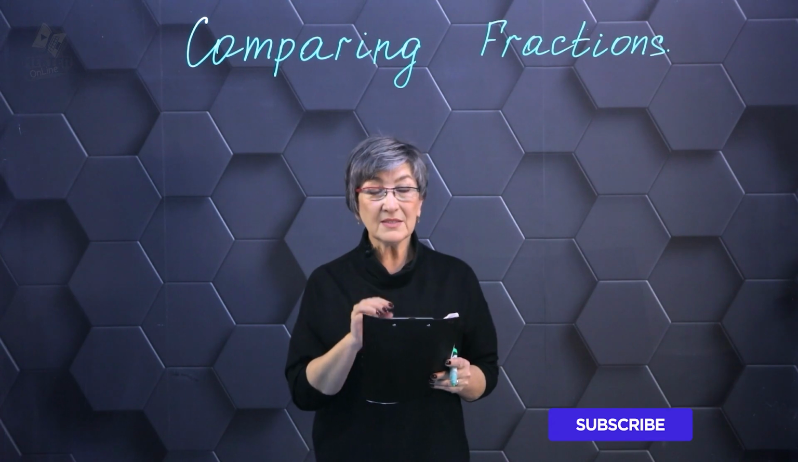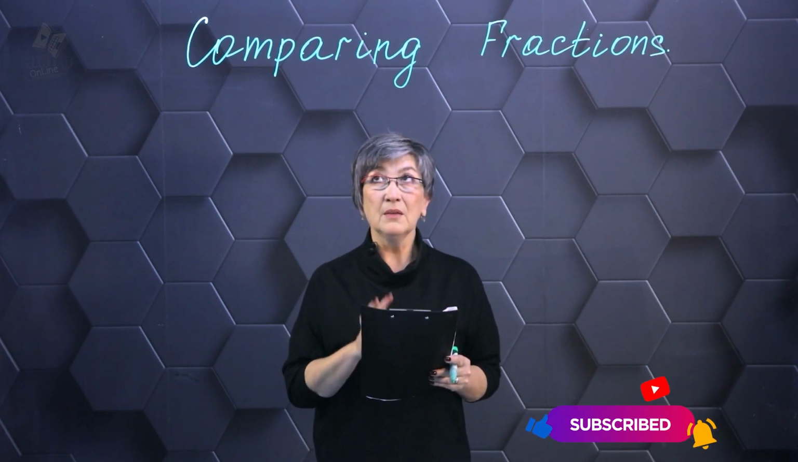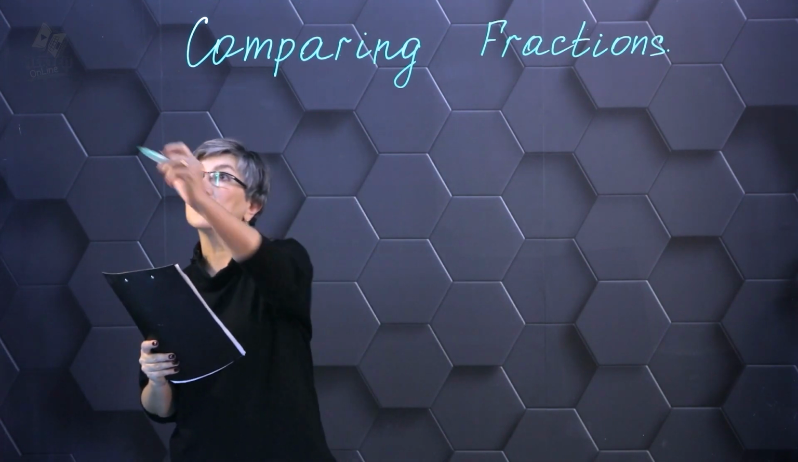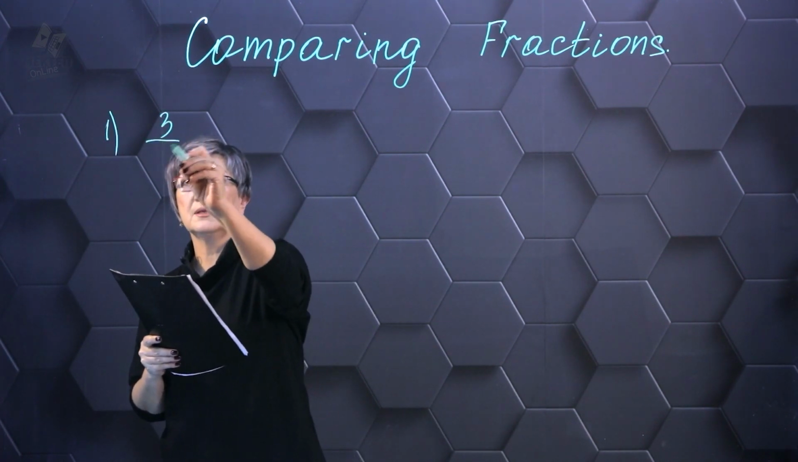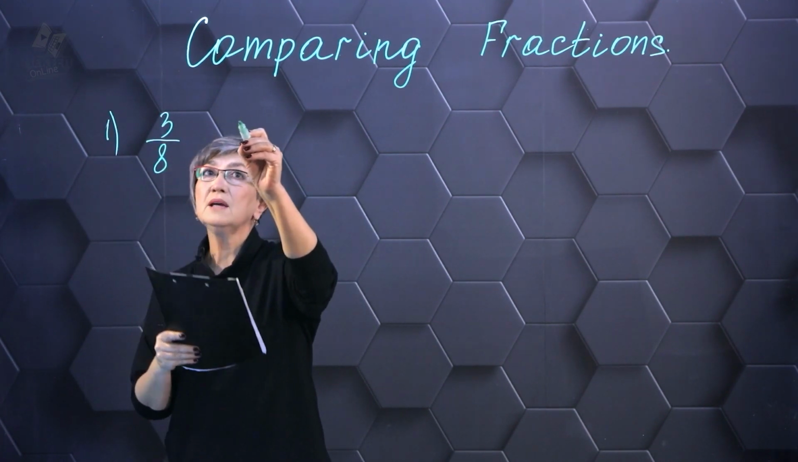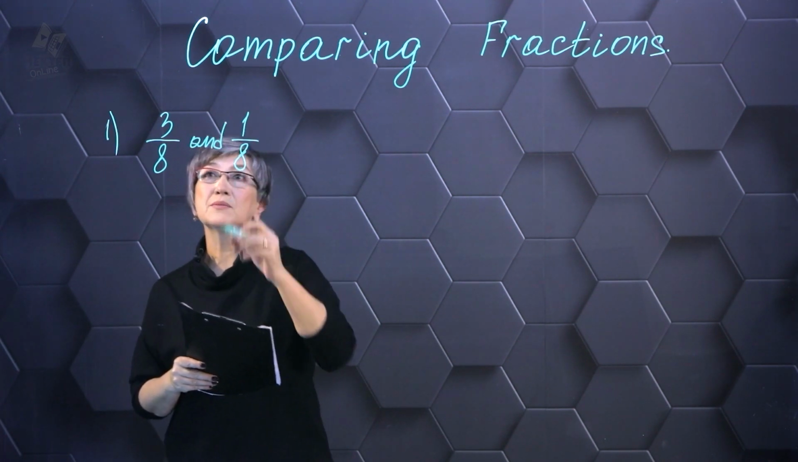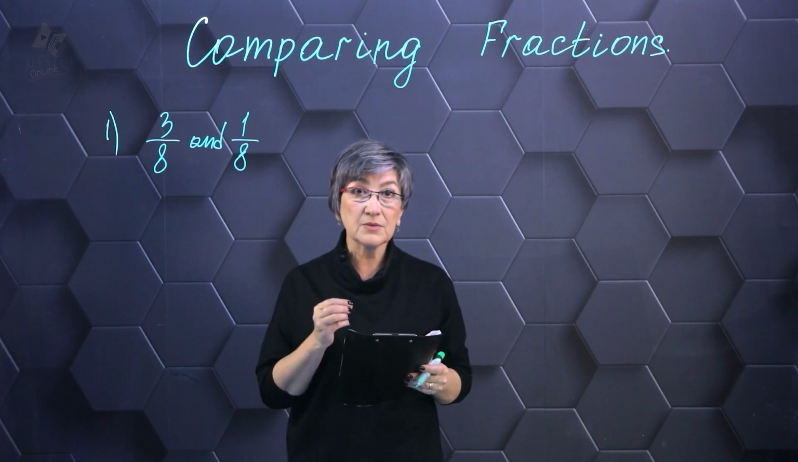In the previous lesson we defined the algorithm of comparing fractional numbers. And today we're going to solve examples on this topic. Okay, first example. I need to compare fractional numbers, 3/8 and 1/8. That is, I need to put a greater than or less than sign to compare these fractional numbers.